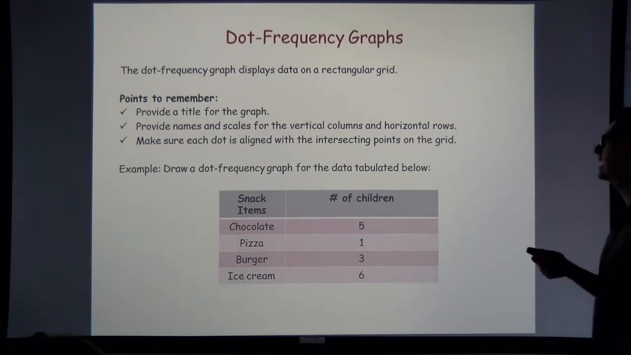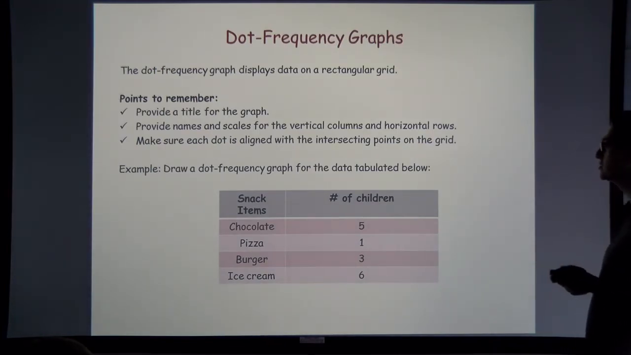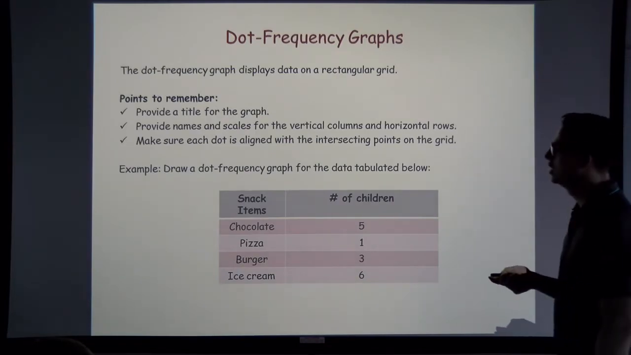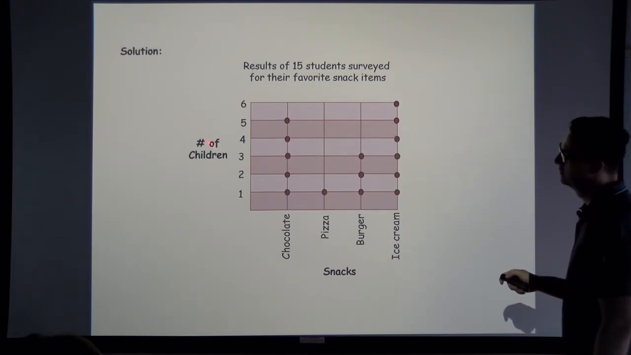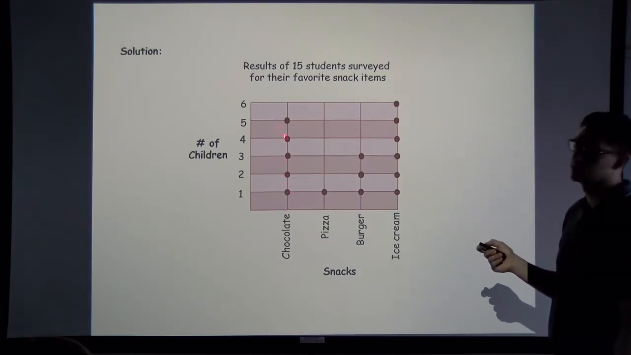So our example is: draw a dot frequency graph for the data on the table below. If I were to draw a dot frequency graph for our snack items, which are chocolate, pizza, burger, and ice cream, and the number of children that have chosen those, it would look just like this. Results of 15 students surveyed for their favorite snack items. 5 students loved chocolate, 1 student chose pizza, 3 students chose burgers, and 6 students chose ice cream. So your dot frequency graph is very similar to your bar graph, but instead of drawing bars, you're just drawing dots on your graph.